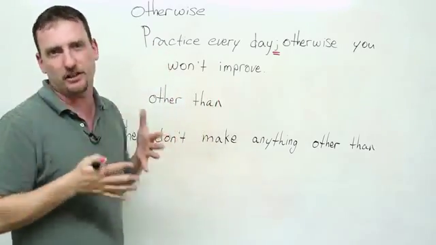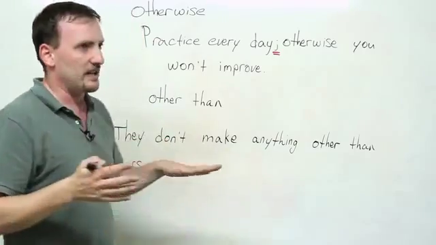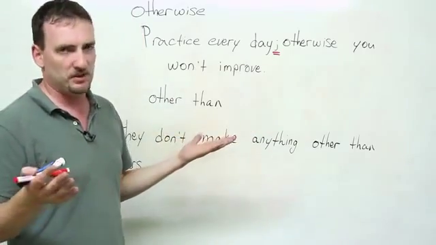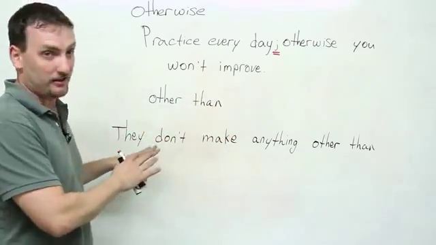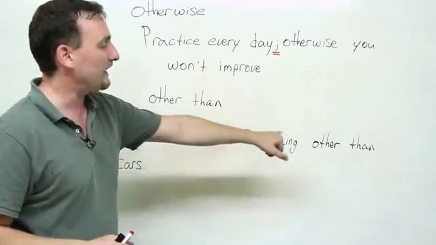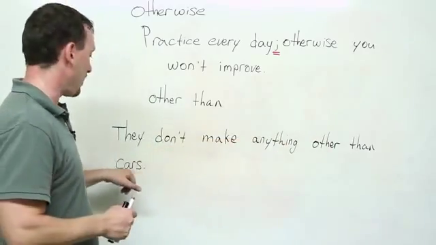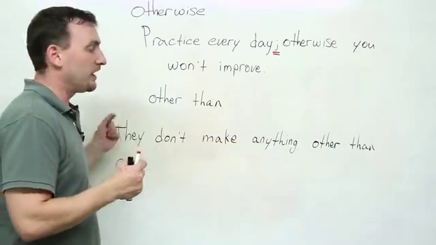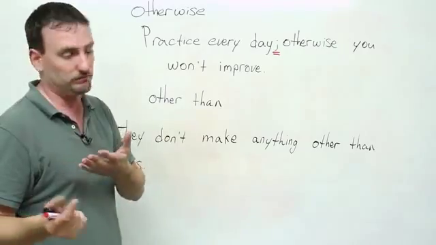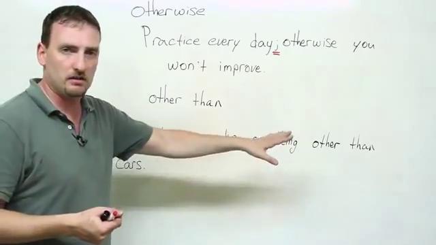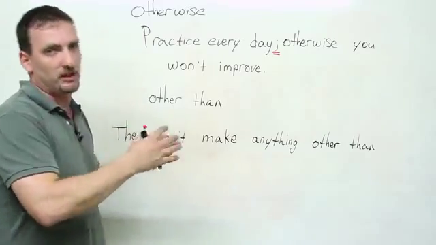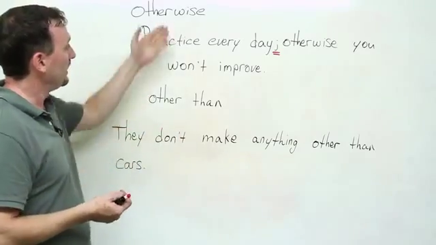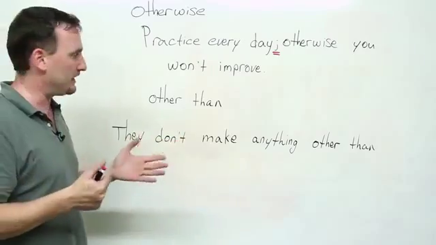So I know they're concentrating on the cars. So for example, Chevy. You don't see any Chevy computers or Chevy guitars or anything like that. Only cars and trucks. They don't make anything other than cars. Means they only make cars. Other than cars, they don't make anything. Not including cars, they don't make anything. Okay? 2 extra words, good transitions.